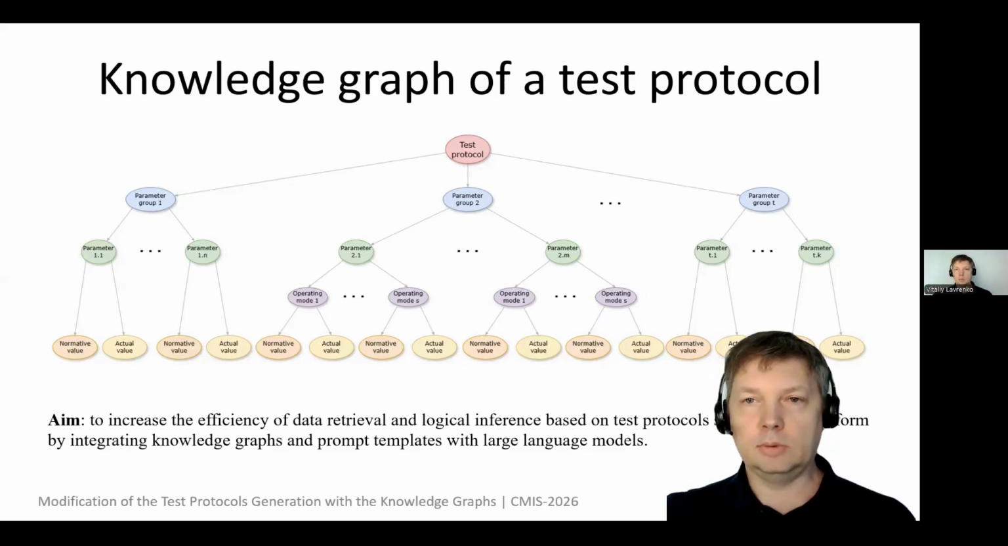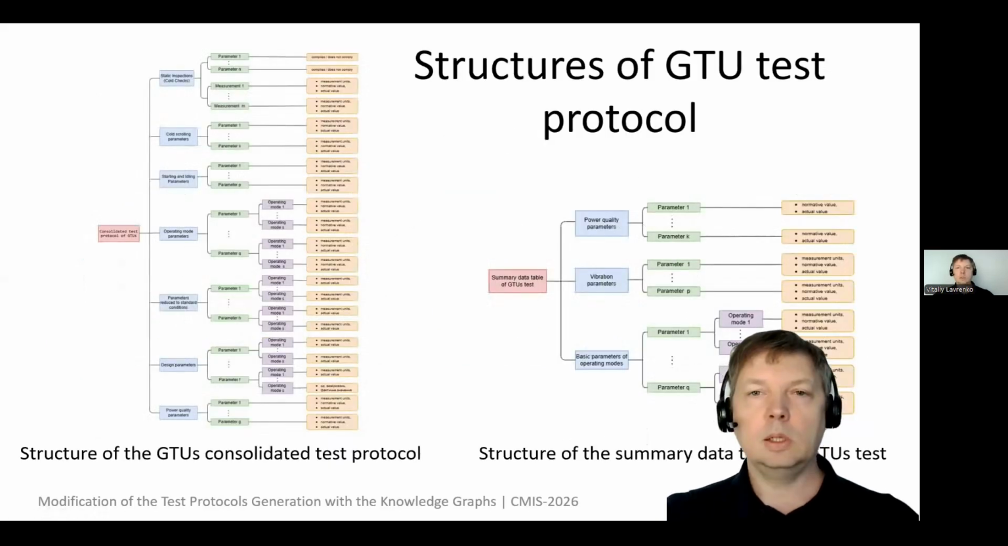The goal of this research is to improve data retrieval and logical inference from tabular test protocols by combining knowledge graphs, prompt templates, and LLMs. Based on the developed knowledge graph, the structure of the consolidated GTU test protocol and the summary data table are proposed and shown in the figures.